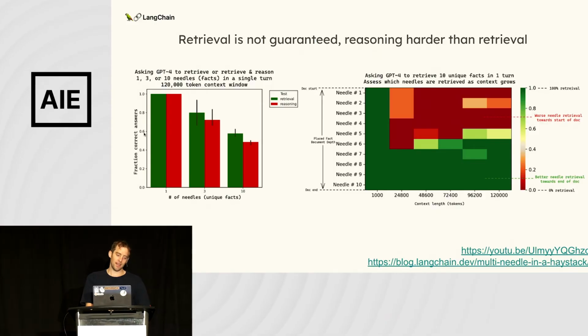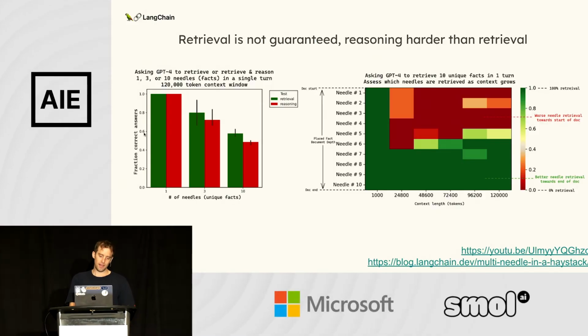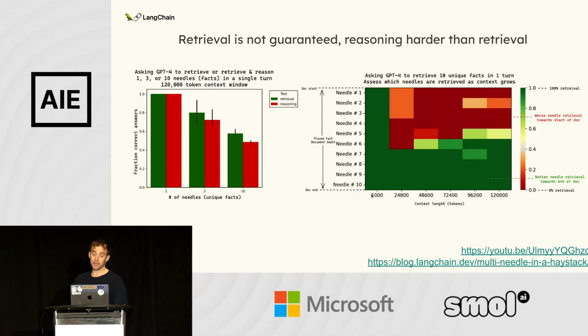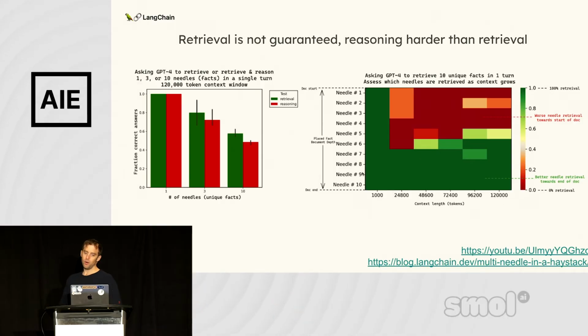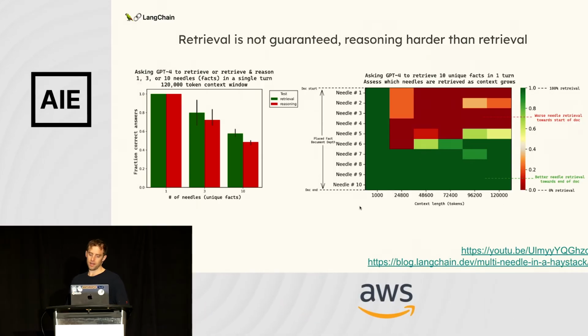And basically, as you ramp up the number of needles, going from 1 to 10, it gets worse. So with 10, the retrieval itself is only like 60%. So then I looked at, okay, well, where is it failing? And that's what I look at here in this heat map.